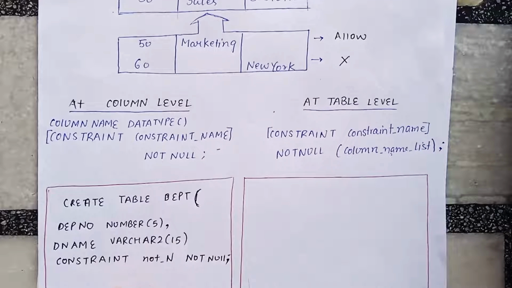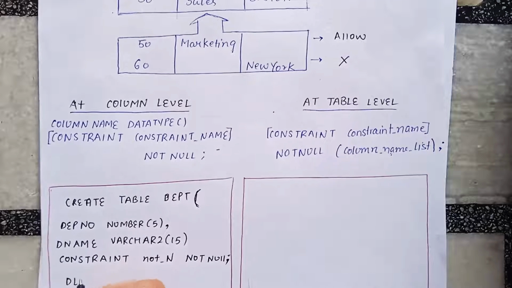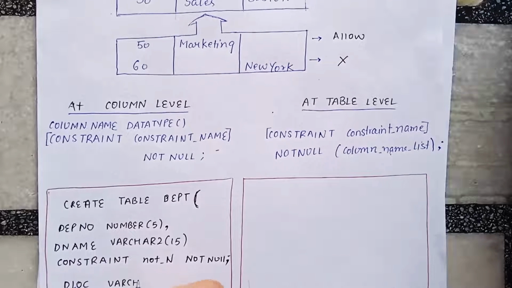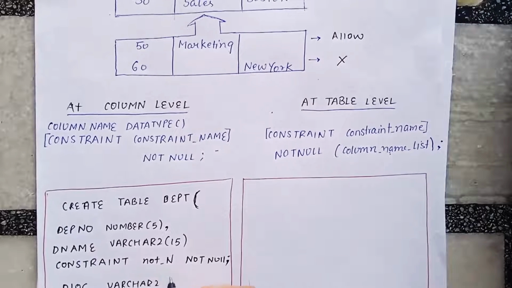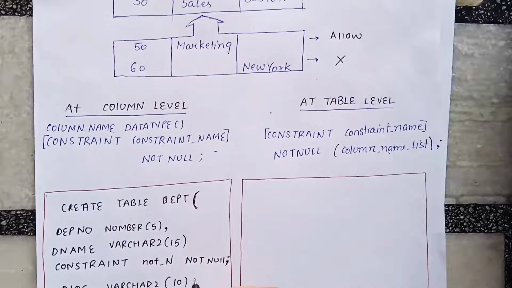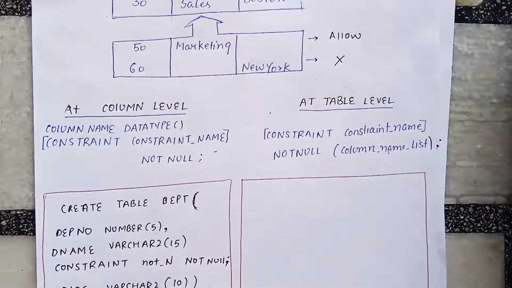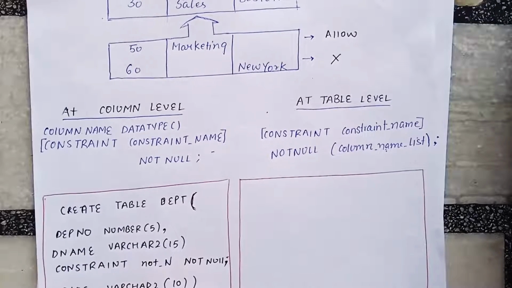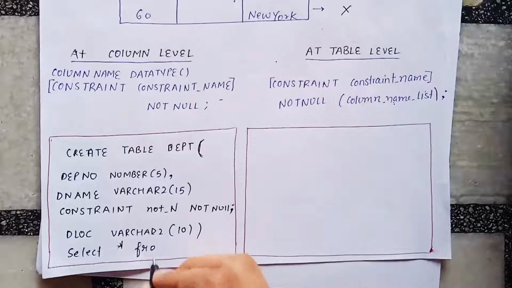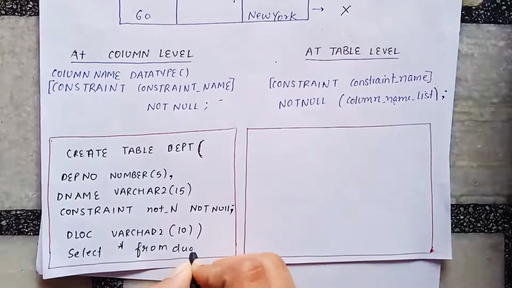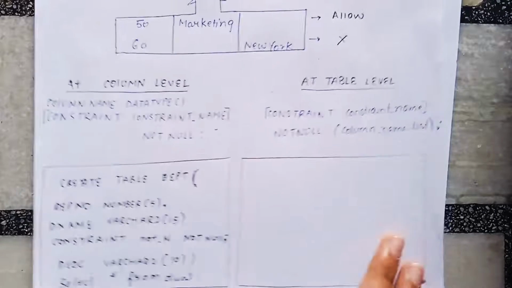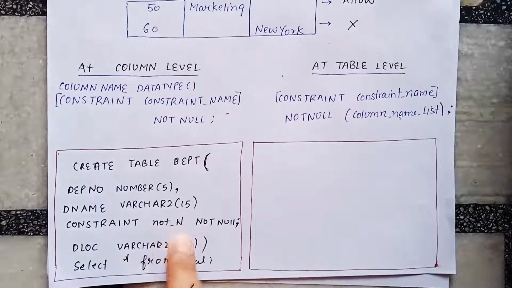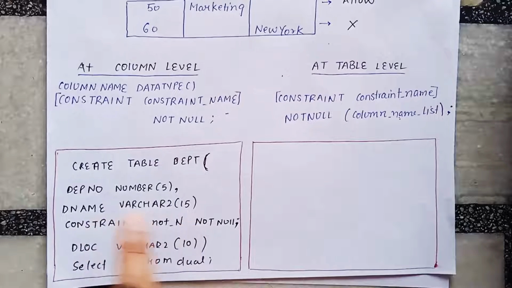Next we will create a third column, that is d log, and it is also varchar 2 type, and its size is, let's suppose, 6. So this is a simple creation of our table. Select star from June. So this is a simple way we specify a constraint at column level, and we have to specify the constraint with the column.